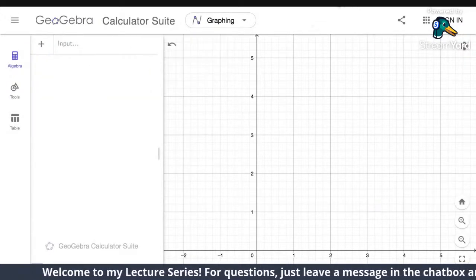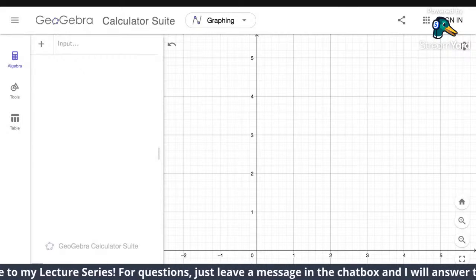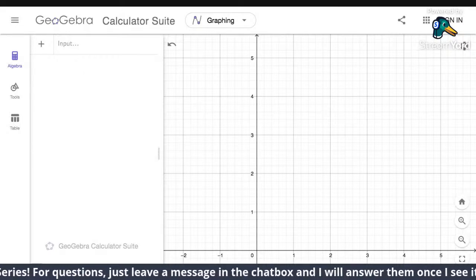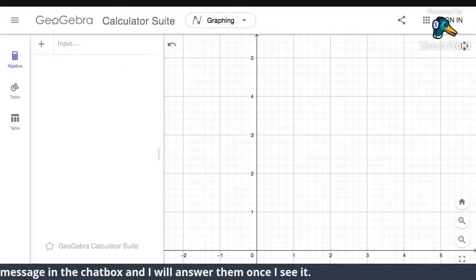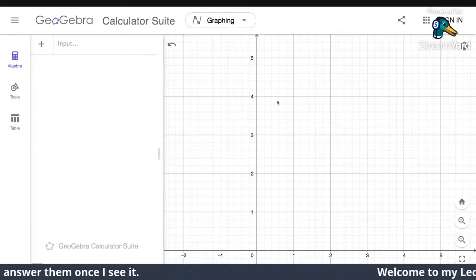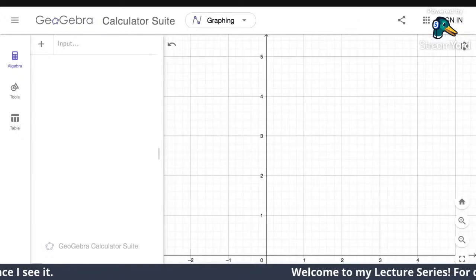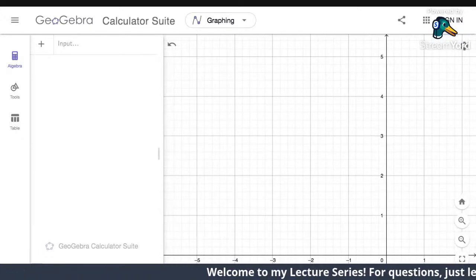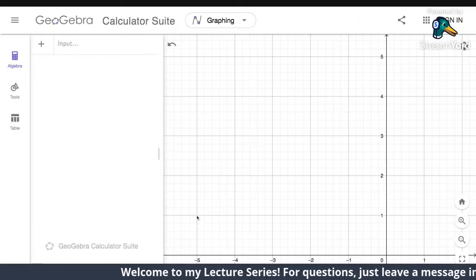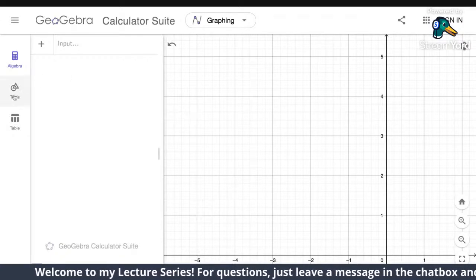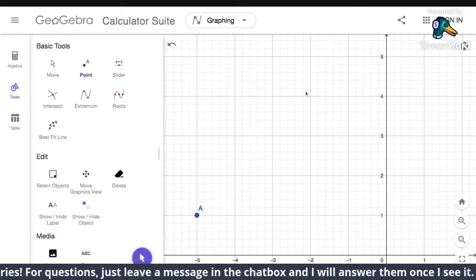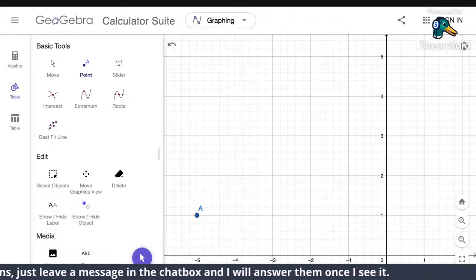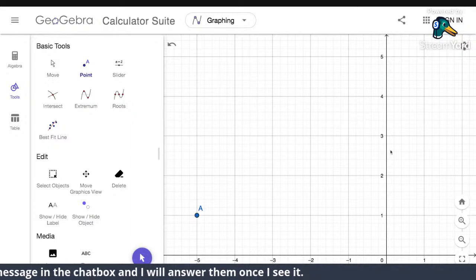How about if we would like to find the distance between (-5, 1) and (5, 4)? Let me just graph that, plot the points. So we have here (-5, 1) and (5, 4).